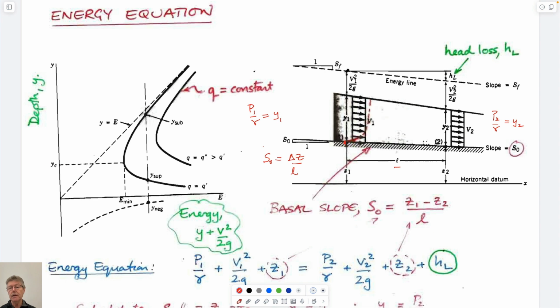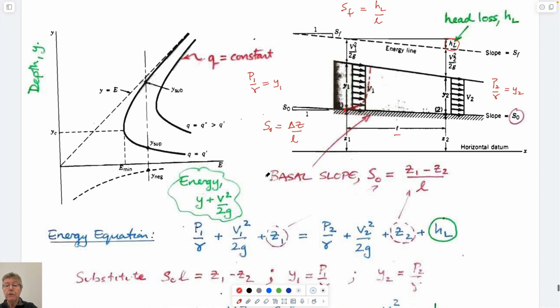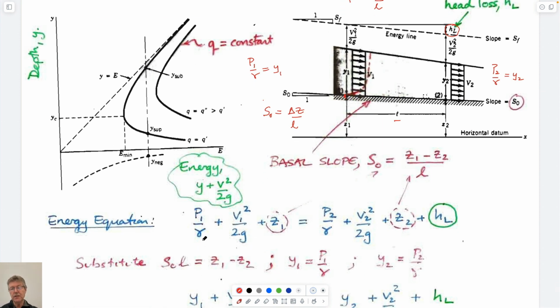If we write Bernoulli, and Bernoulli has no friction in it, then this has to be the friction line. This means that we have a head loss. And so we can define this slope S sub F as equal to HL over L, right? This loss amount over this length. So this is just this slope. And so this is just classifying it. So if we write our energy equation, of course, it is just Bernoulli. This is this equation here.